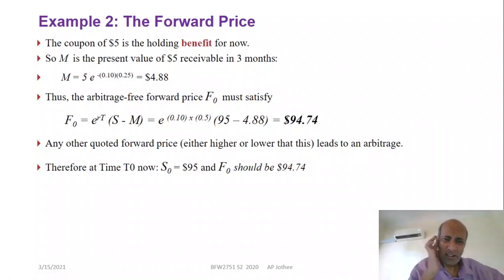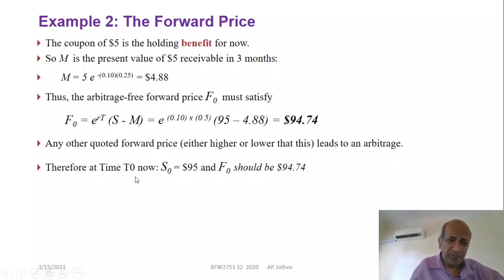$94.74 is the rightful forward price of this particular bond. Although S0 is 95, because you're receiving some money, that is the coupon, that reduces the value to 94.74. So any other quoted forward price, either higher or lower, tends to lead to an arbitrage. That's what we have been discussing earlier.